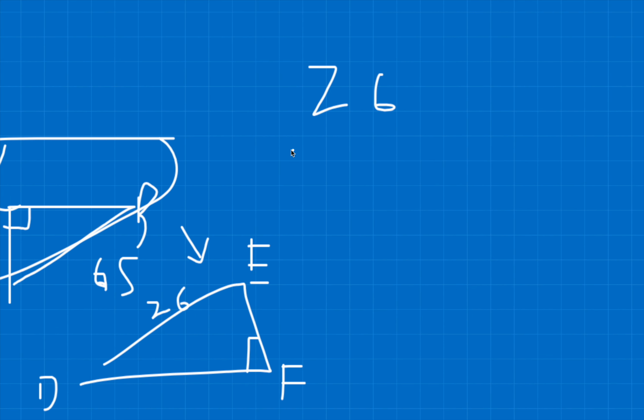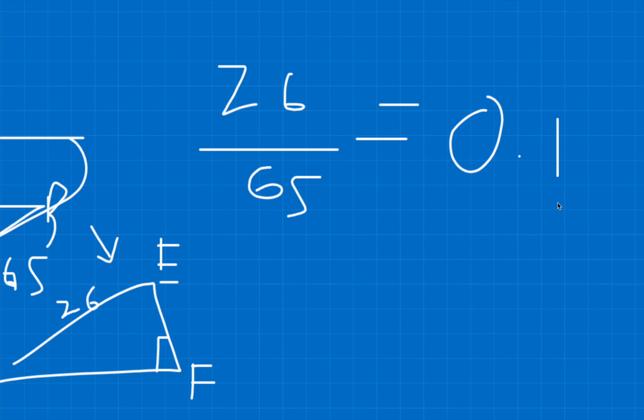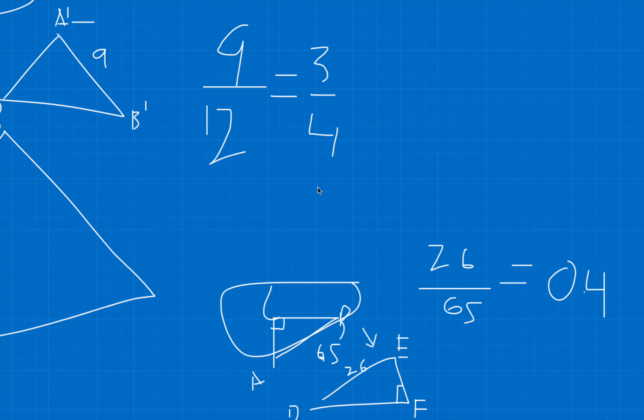26 divided by 65. 26 divided by 65, and we'll get 0.4. And that would be the scale factor of this triangle.